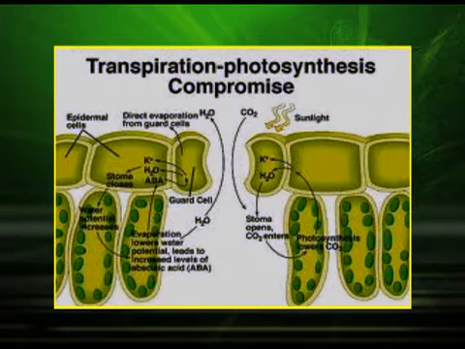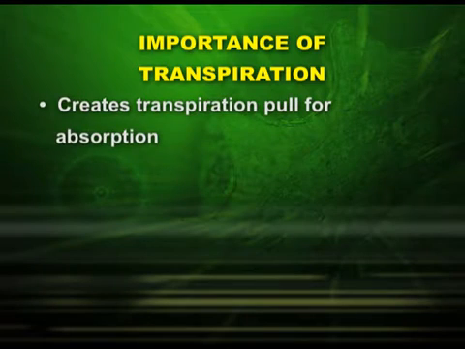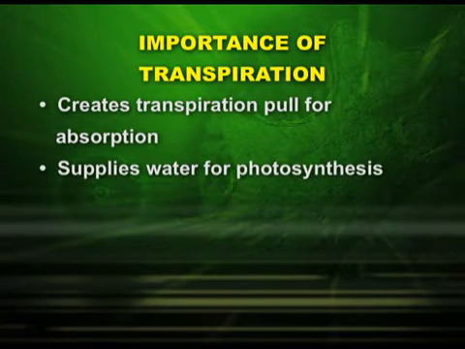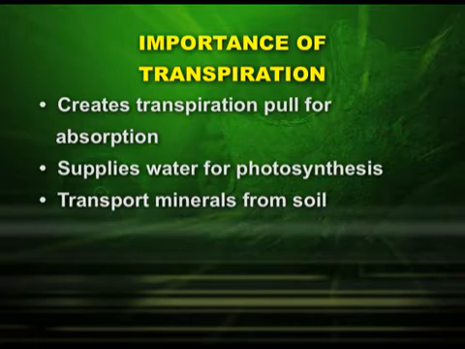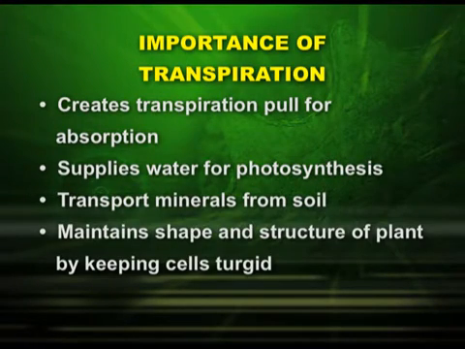Look into the picture. You can see here carbon dioxide is taken inside for photosynthesis and water is given out by transpiration. Now, let us see what is the importance of transpiration in plants. It creates transpiration pull for absorption. Second, it supplies water for photosynthesis. Third, it transports minerals from soil. And the fourth, it maintains shape and structure of the plant by keeping cells turgid.